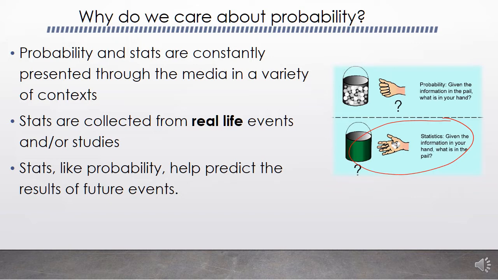Whereas probability, this unit: given what's in the pail, if you randomly draw something out or randomly grab a handful of marbles, what's likely to be in your hand? So it's the opposite.